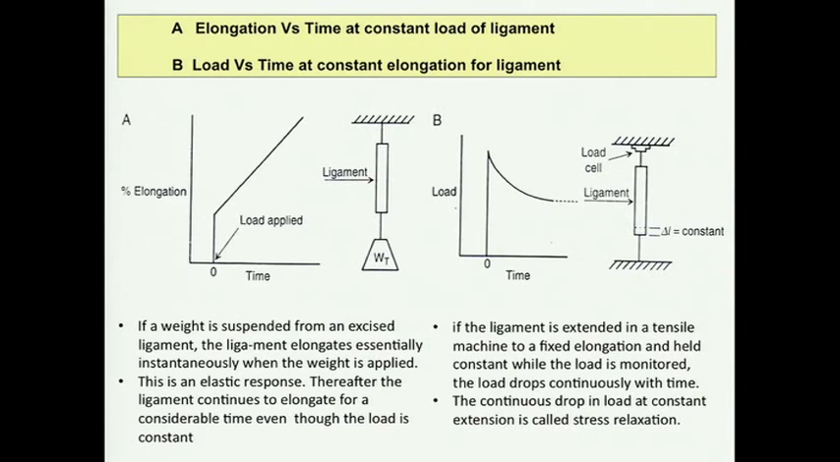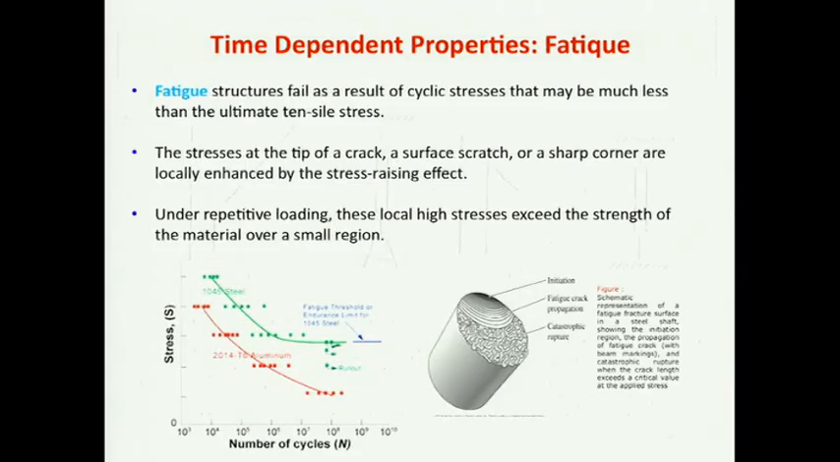So this is creep. It happens in phases, and this is an important property for our implant designs or material choices for implant designs. Let's take a ligament and look at elongation versus time at a constant load. If you take a ligament and apply a load on it, it will suddenly elongate, and then it will keep elongating for a considerable time, even though the load is constant. Or if you take a ligament and do tensile testing, and then you keep that extension constant, you will realize there is a drop in the load at constant extension. This is called stress relaxation.